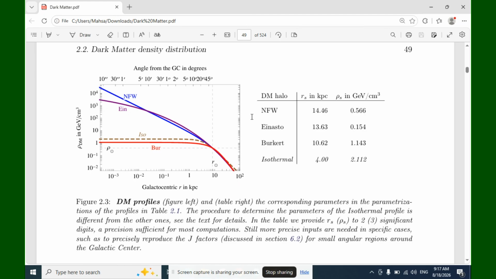So we have the galactocentric radius r in kpc on the x-axis, and on the y-axis we have the dark matter density rho in gigaelectron volt per cubic centimeter. As you are watching, whenever the galactocentric radius is increasing, the density is decreasing.